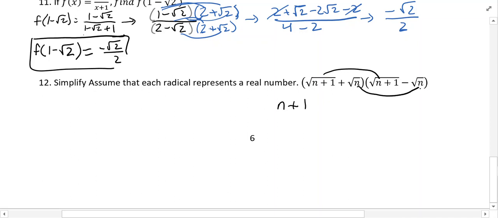When I distribute here, same thing, except I have a positive and a negative. So this is going to give me minus n. So now that I have this, I can just combine my like terms. So n and negative n are going to cancel. So I'm left with positive 1. So then that's my answer, 1.